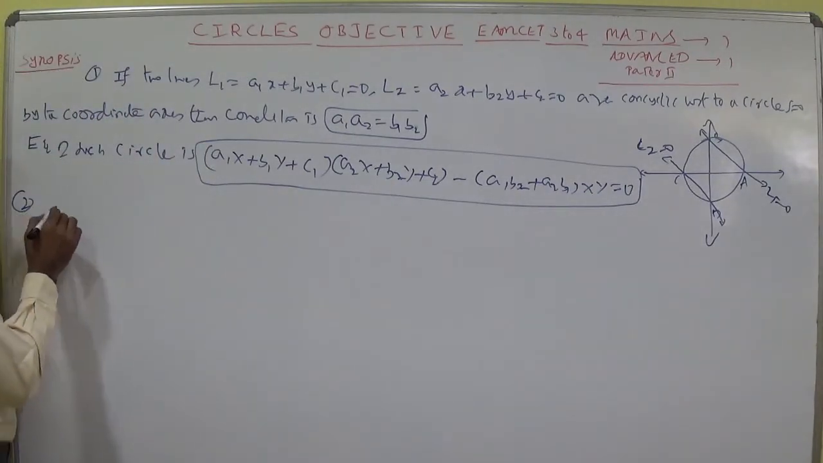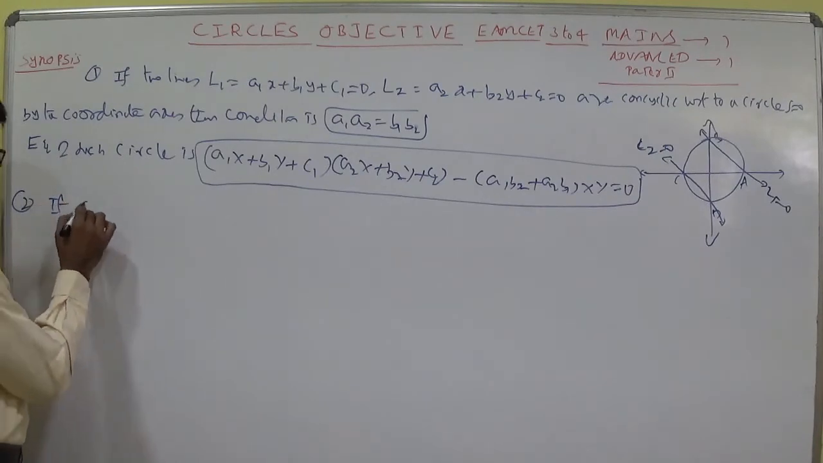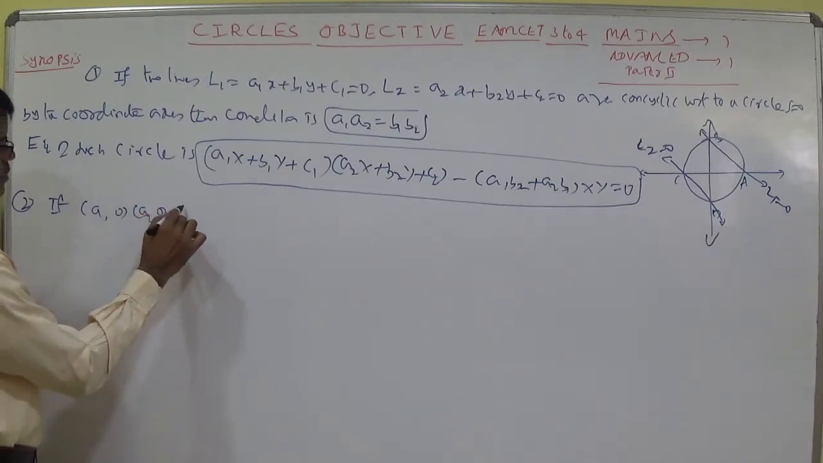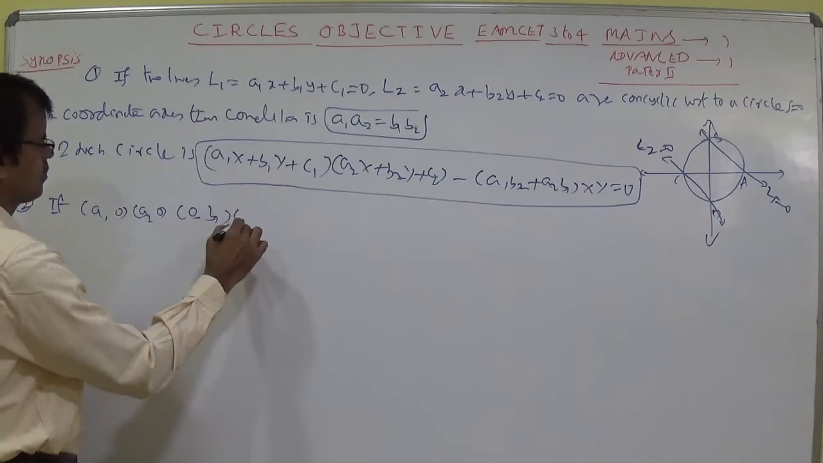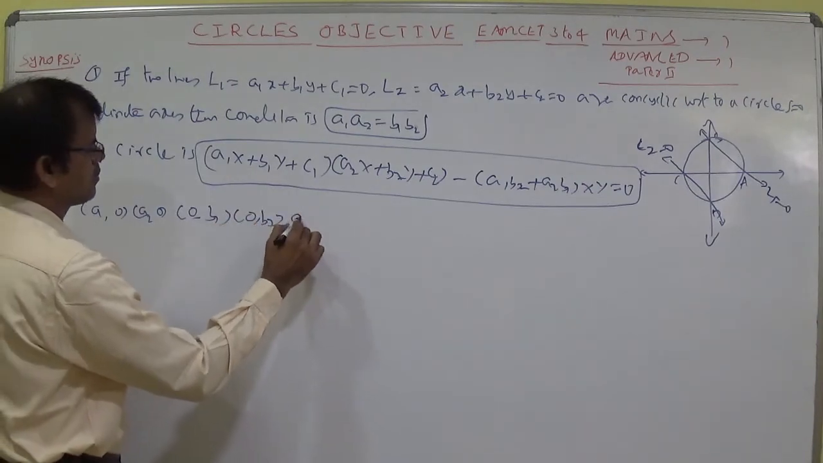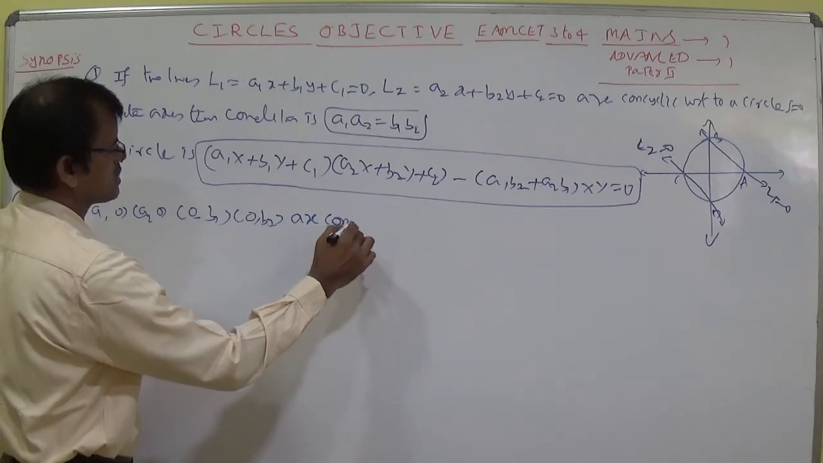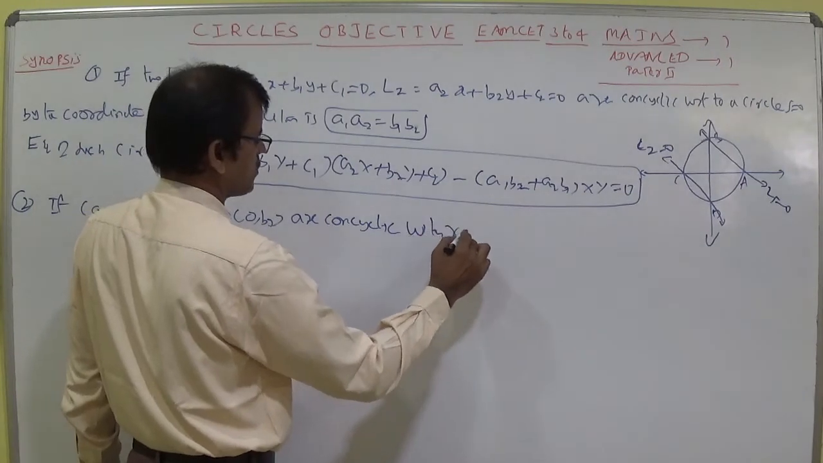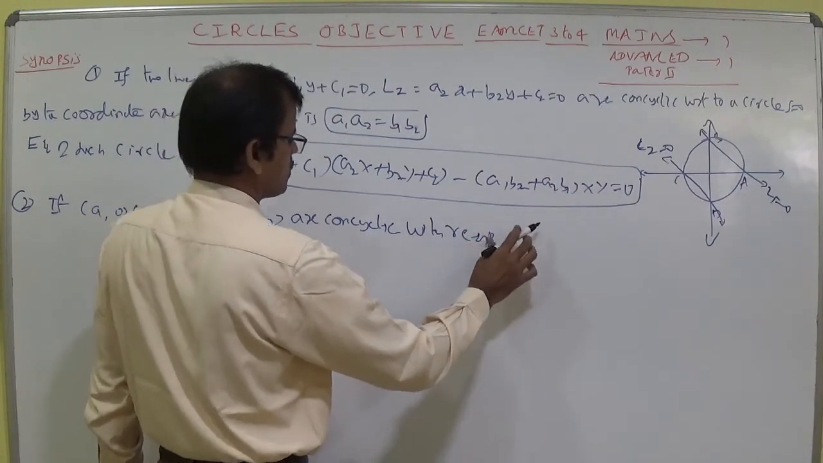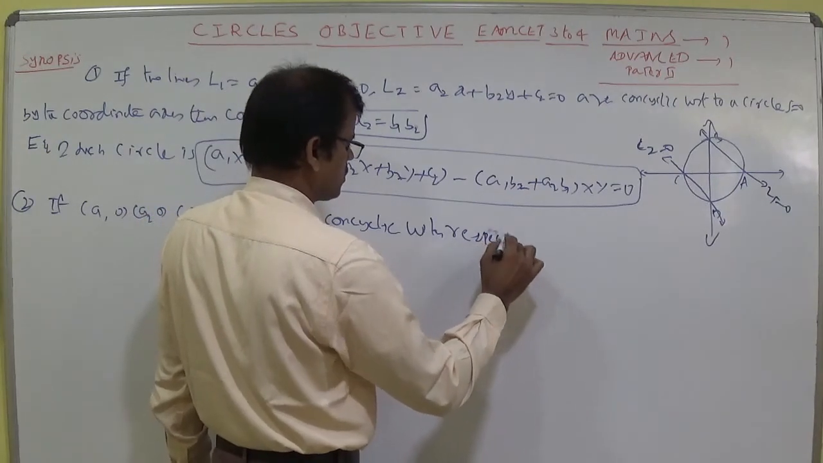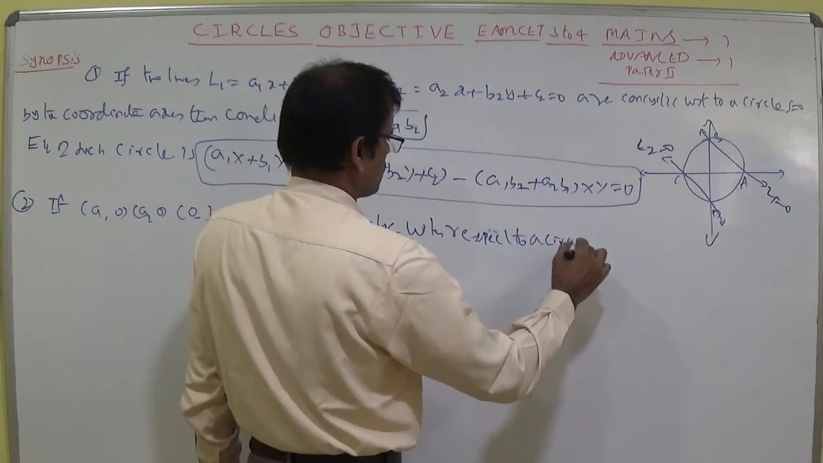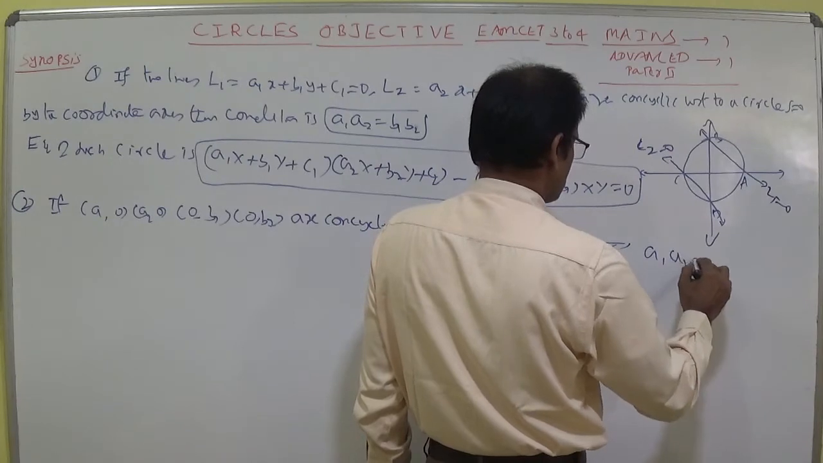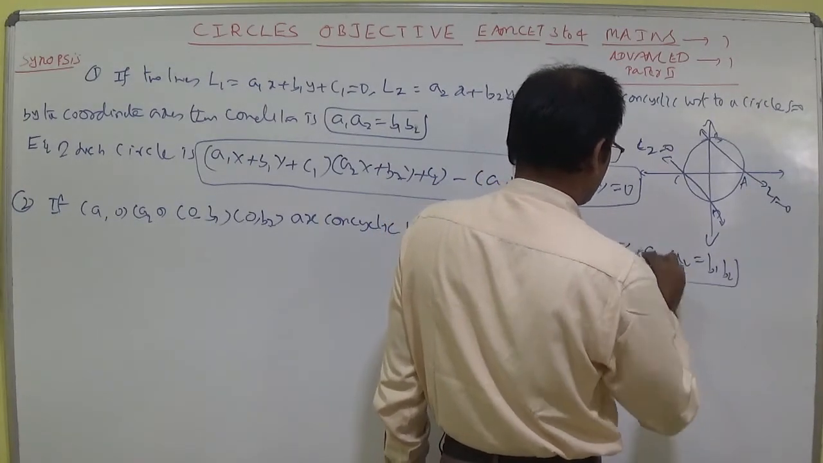Next, another formula is there. If A1 comma 0, A2 comma 0, 0 comma B1, 0 comma B2, these 4 points are concyclic with respect to a circle, then the condition is A1 A2 equal to B1 B2.